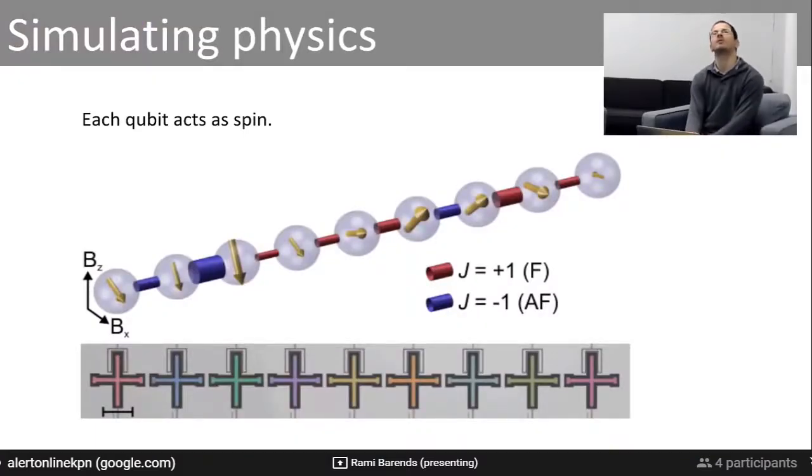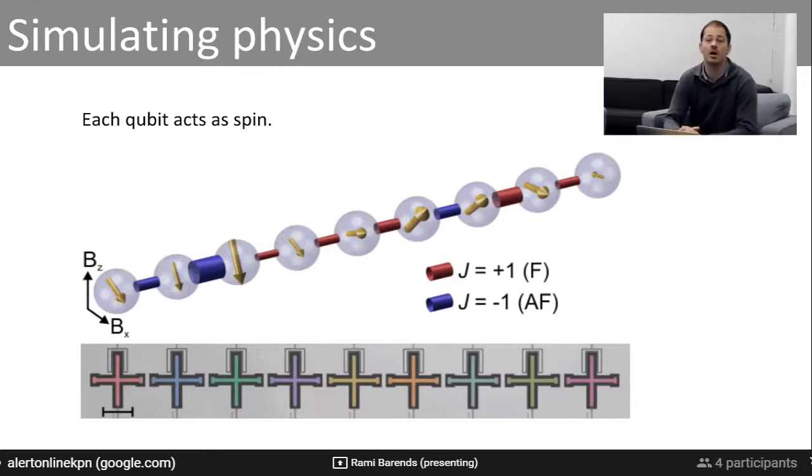Let's look into spin problems. A spin problem is related to minimizing binary functions, and we'll relabel our qubits as spins. In a spin problem, you have local fields and couplings. The local fields are indicated by the yellow arrows, and the couplings are indicated by the red and blue cylinders between those little balls.